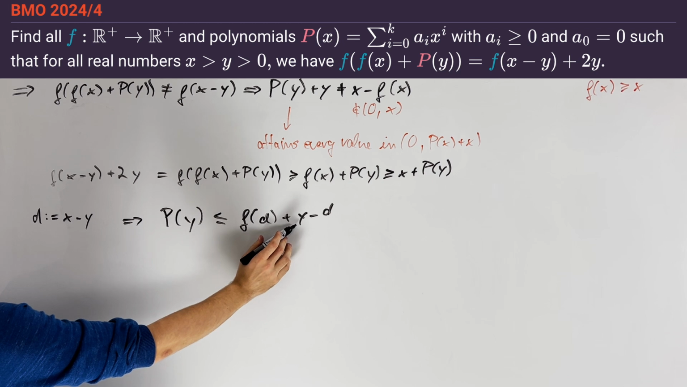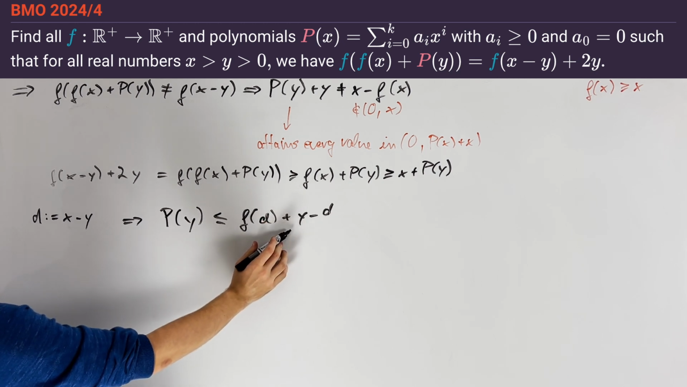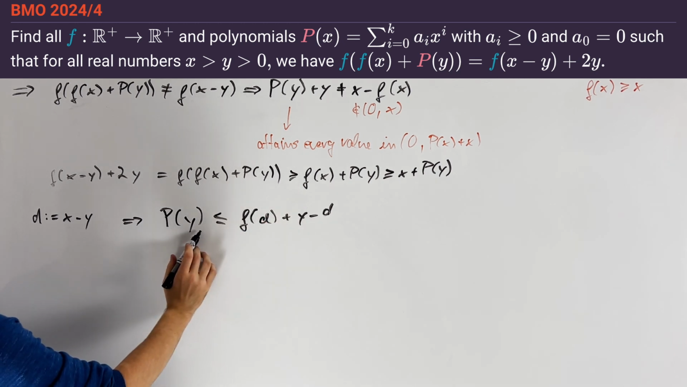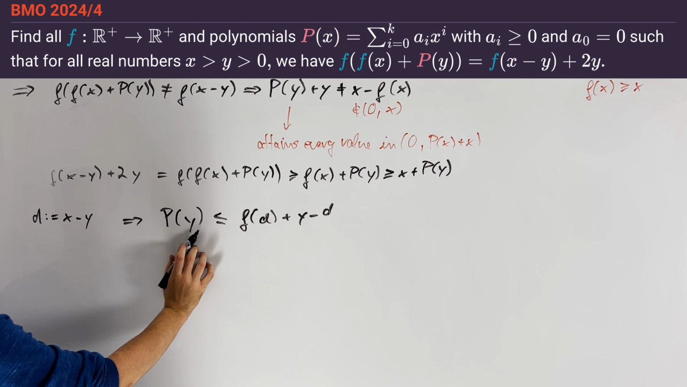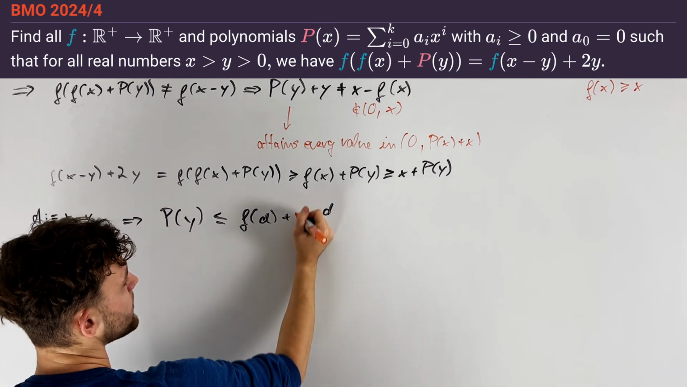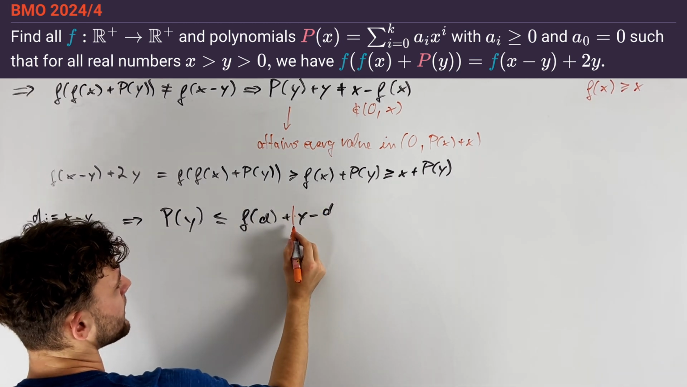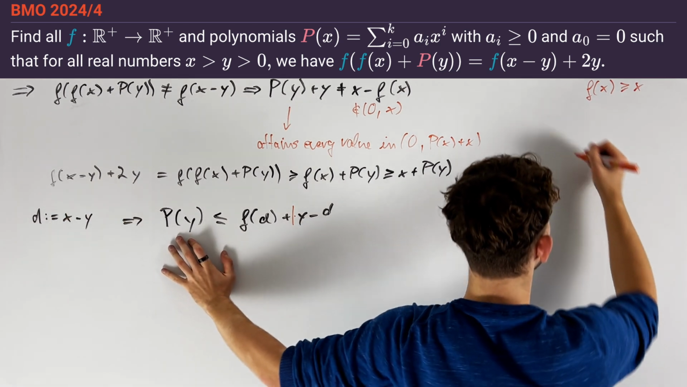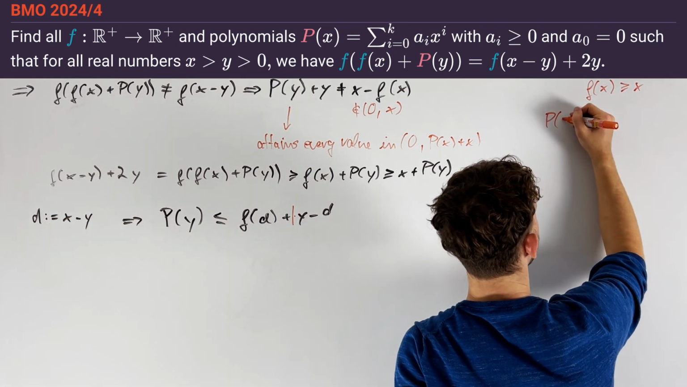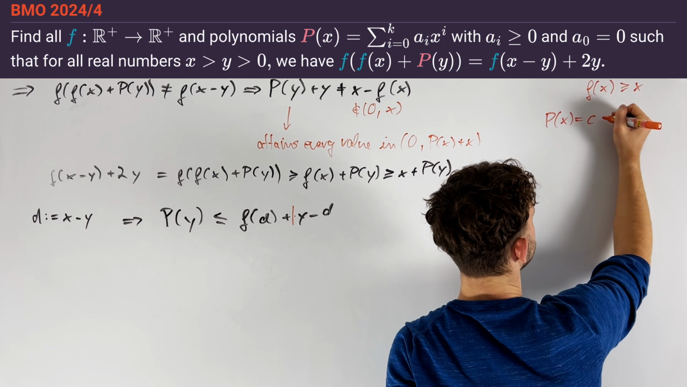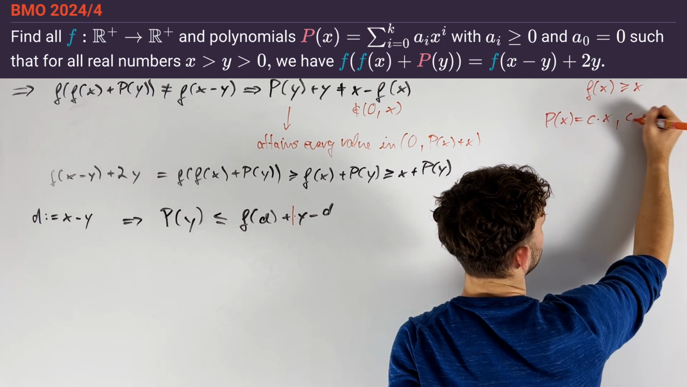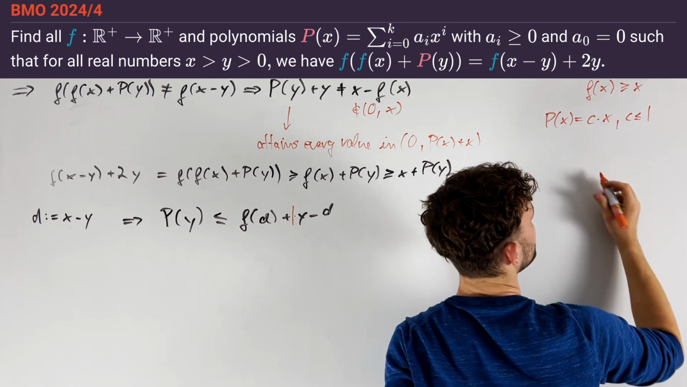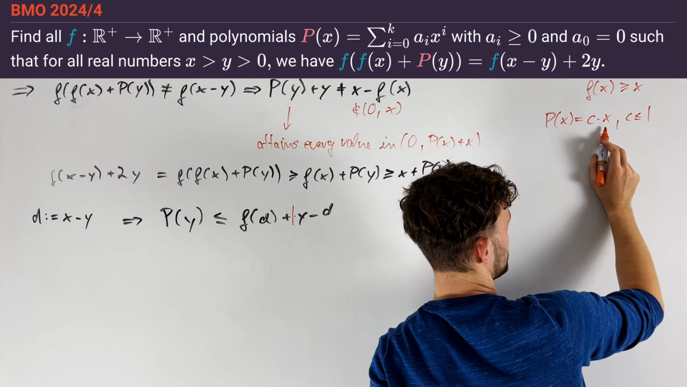If we now just take a very large y, then this tells us that p of y doesn't grow faster than linear. In particular, because the factor in front of the y is a 1 on the right-hand side, and because p of 0 equals 0, we conclude that p of x is equal to c times x for some c less than or equal to 1 for all positive reals x.